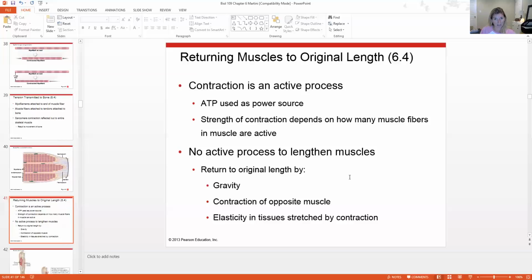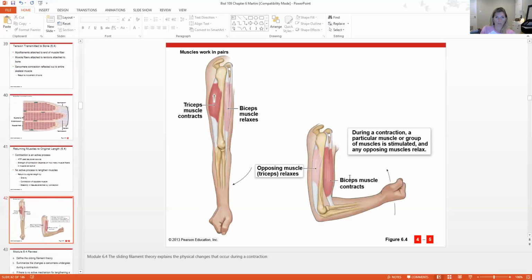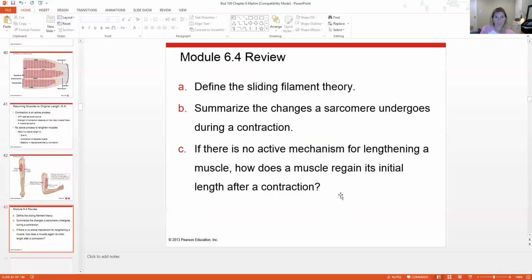Muscle lengthening is not an active process. It's just returning back to length because of gravity, maybe because there's a contraction by an opposing muscle group like biceps, triceps, right? And there's also some elasticity in the tissues that's going to recoil or bounce your muscles back. So here you see the antagonistic approach where your bicep muscle relaxes and your tricep muscle contracts, and then the opposing where your tricep muscle relaxes and your bicep muscle contracts for flexion and extension.